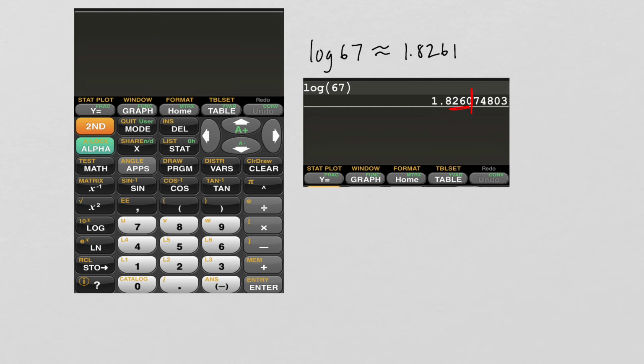Now, let's just think about what this means. It means logarithm base 10 of 67 is 1.8261, approximately. That means 10 raised to the power 1.8261 is approximately equal to 67. So this is actually quite interesting because it allows us to find unique powers of 10, right? To get any number that we want. Now, natural logs work the same way.